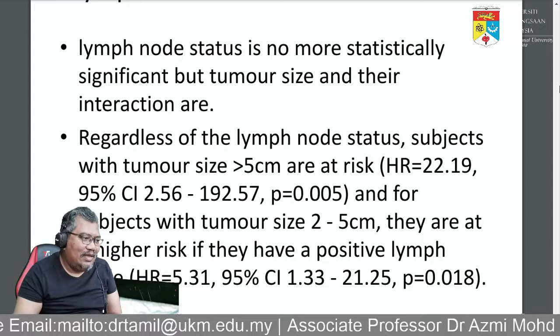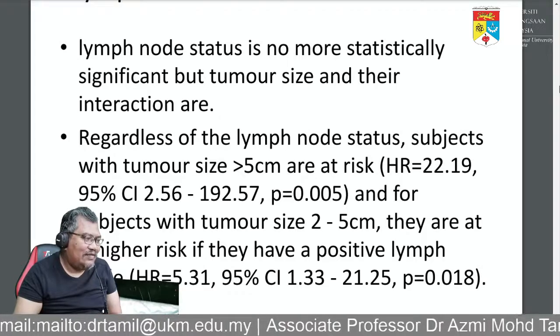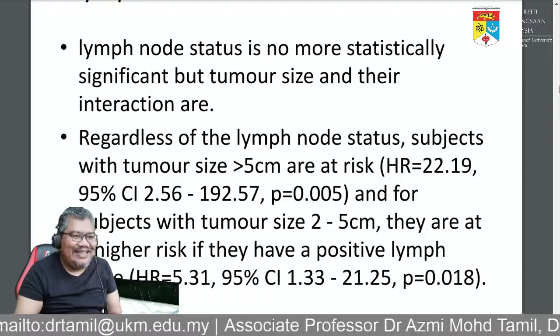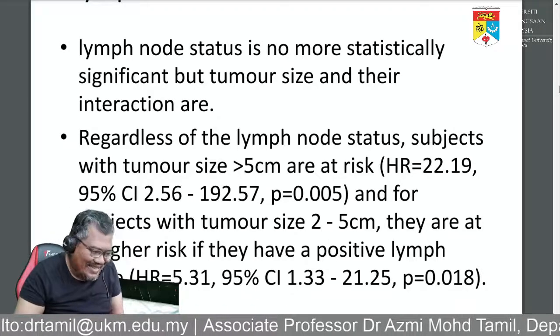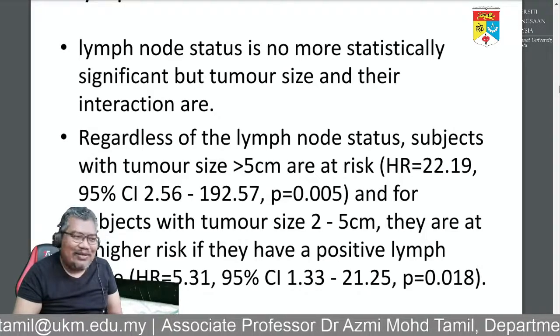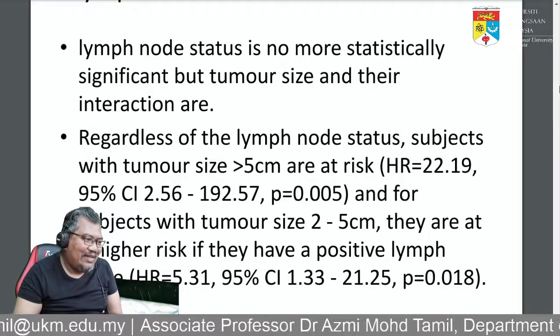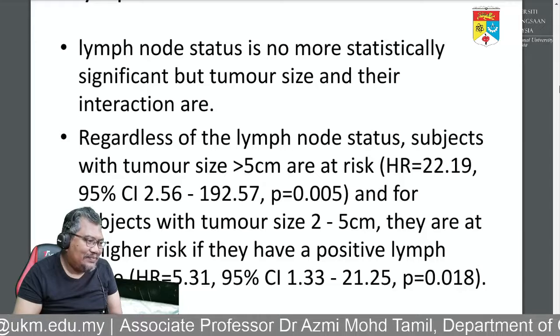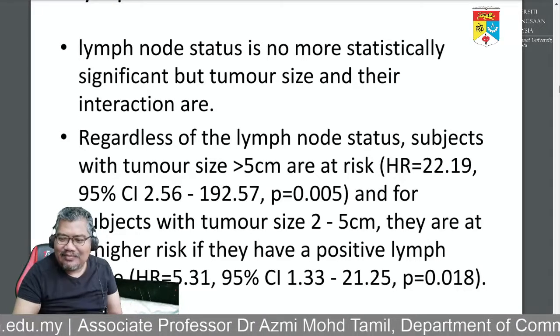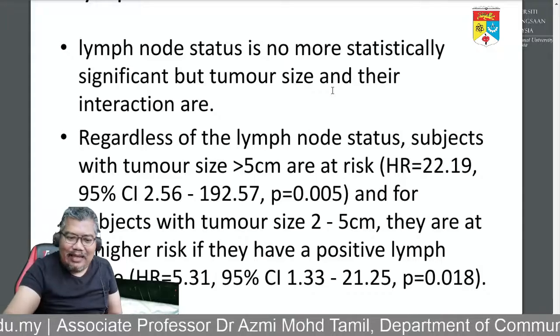Doktor, kami blur, tak tahu pangkal ujung. Dah lah survivor tak faham. Lepas tu ajar Cox Regression, lagi tak faham. But at least you know which button to click. You click on Analyze, Survival, then you select Kaplan-Meier. That's the only thing you need to know.